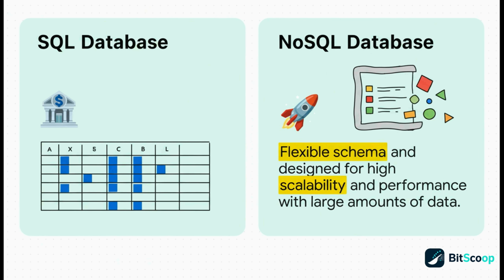SQL databases are like meticulously organized filing cabinets. Everything has a very specific place and follows strict rules. This is absolutely perfect for things like bank transactions, where you can't afford any mistakes. Then you have NoSQL databases. These are more like a giant box of flexible folders. They're designed for huge scale and can handle all sorts of different data, which is great for something like a social media platform. The choice between them really depends on what your application needs to do.